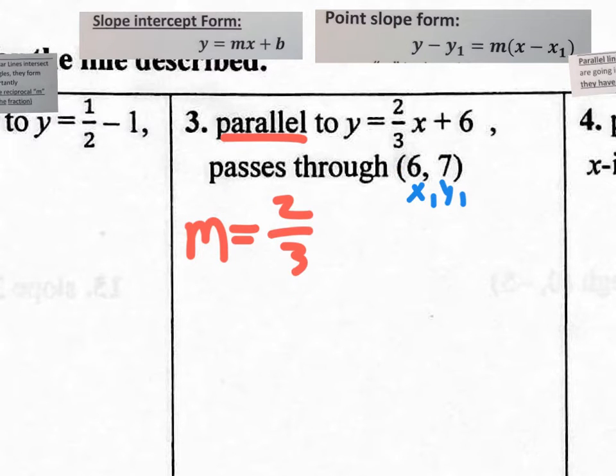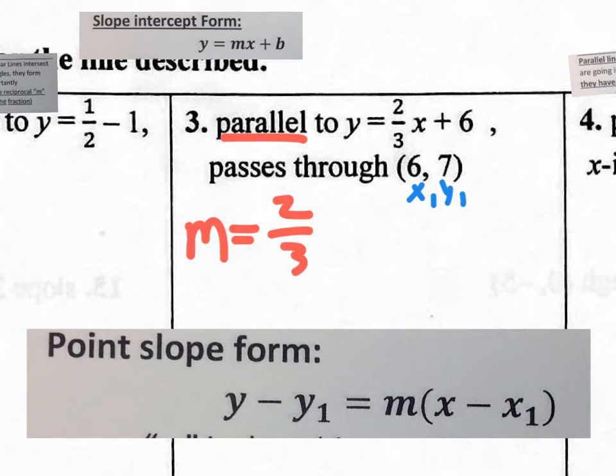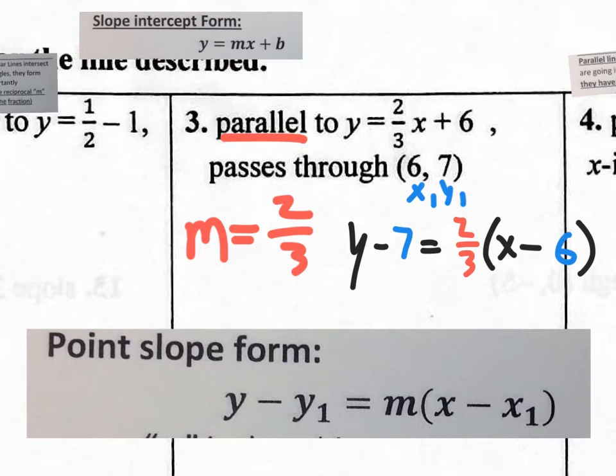So you're going to be using your point-slope form. Point-slope form is up here, right? So we're going to write this equation y minus y1. And what is y1? 7. Equals m. What is m? 2 over 3. Parenthesis, x minus x1. What's x1? 6. So there we have it. That's our equation in point-slope form. If they said write it in point-slope form, we'd be done. We'd leave it like this.